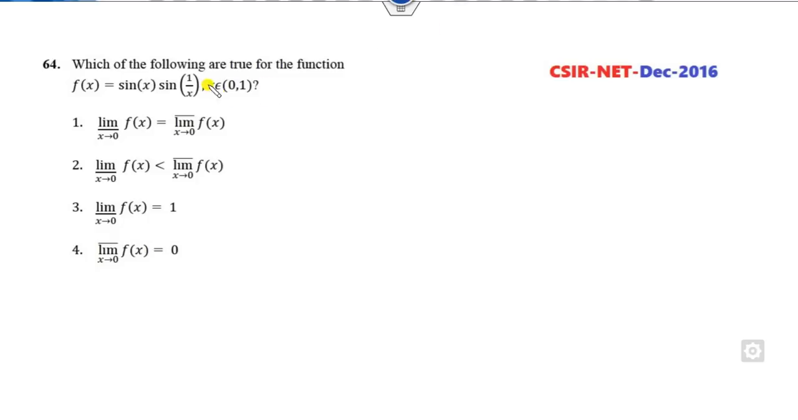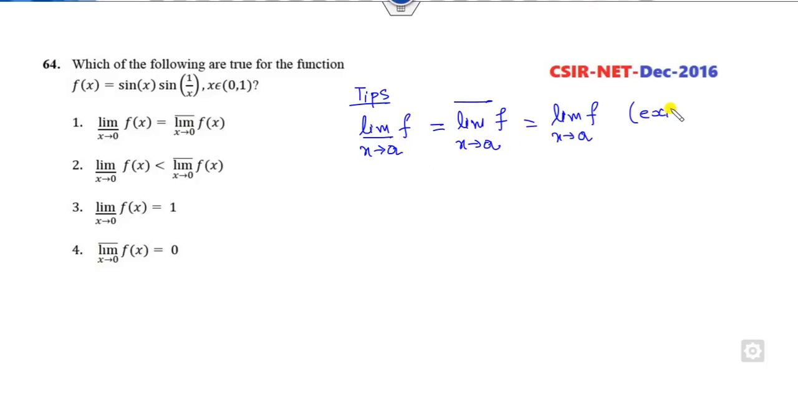Okay, which of the following functions have the limit? So what is the tip for you? We all know the limit infimum of the function is the same as the limit of f(x), and it is the same as f as x approaches 0, or x approaches a, simply a, if I call it a, if it exists. Fine. So that's a simple tip for you.